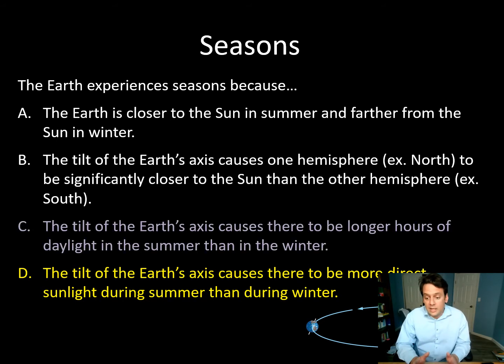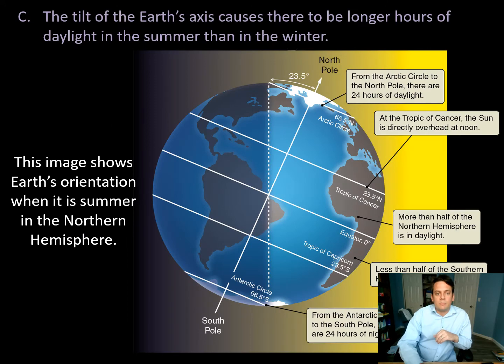Let's take a look at the other answers, though, and see if we can understand why these are not correct, and what difference they make, if any. So let's focus first on answer C, the tilt of the Earth's axis. Okay, so we have identified the tilt of the Earth's axis as part of the correct answer, but the focus of answer C here was the claim that it causes there to be longer hours of daylight in the summer than in the winter.